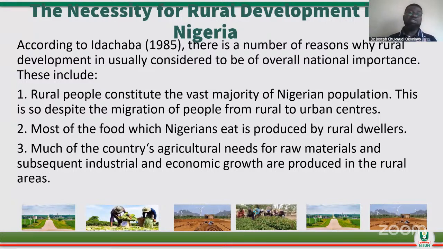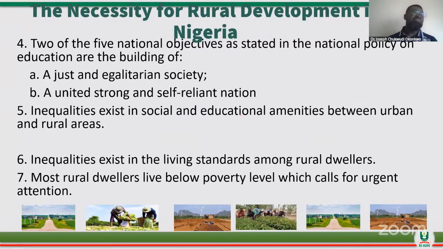Another reason why we develop the rural area is that much of the country's agricultural needs for raw materials and subsequent industrial and economic growth are produced in the rural area. The fourth reason why rural development is necessary is that two of the five national objectives as stated in the National Policy on Education are the building of one, a just and egalitarian society, and the second, a united, strong, and self-reliant nation. This is important. To achieve this, it's necessary that rural development happens.